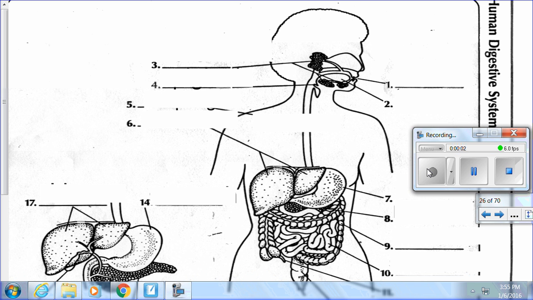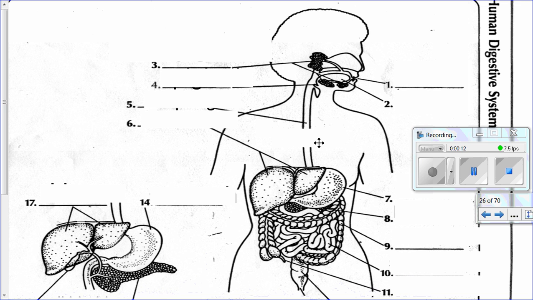Hi everybody, it's Mr. Schlissel, and hopefully you have this sheet in front of you that I gave you today. This is the human digestive system, and we're going to start our discussion in this unit about digestion and nutrition. I'd like you to have this sheet in front of you so that we can label all the structures of the human digestive system.